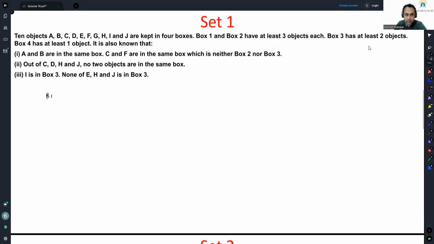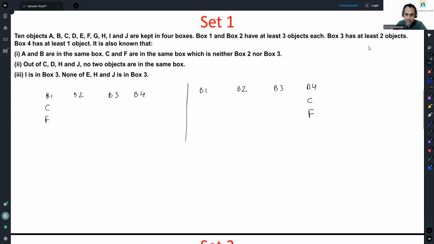I know box 1, box 2, box 3, and box 4. A and B are in the same box. C and F are in the same box, which is neither box 2 nor box 3. Okay, so I know box 1 or box 4 will have C and F. So let me just confirm the cases. Box 1, box 2, box 3, and box 4. C and F can go here.